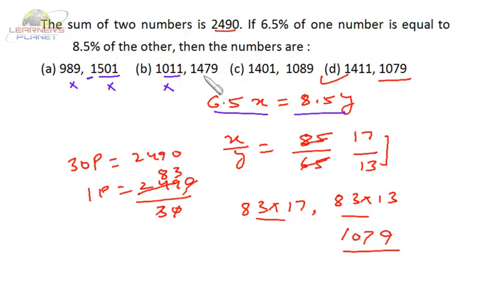It is 479 minus 1, that is 478. Since 78 is a multiple of 13 but 400 is not, definitely 1479 will not be a multiple of 13. Similarly, 401 minus 1, 400, which is not a multiple of 13. 89 minus 1, 88, which is not a multiple of 13. Definitely D is the correct choice. So at the time of the exam, whatever you think is the most convenient method, you should go for that. I hope you are clear.